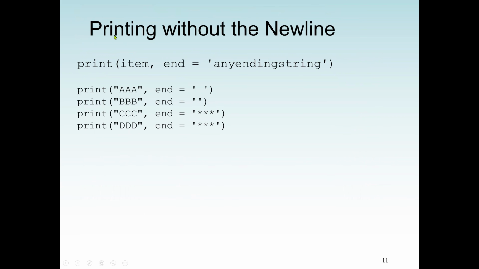So next, we can also print without a new line. For example, I can print an item, and I have end equals, and any ending string can be here. So for example, print AAA, it will end with a space, maybe double space, single space, or here we end it with an asterisk. Here we can end it with 3 asterisks also.